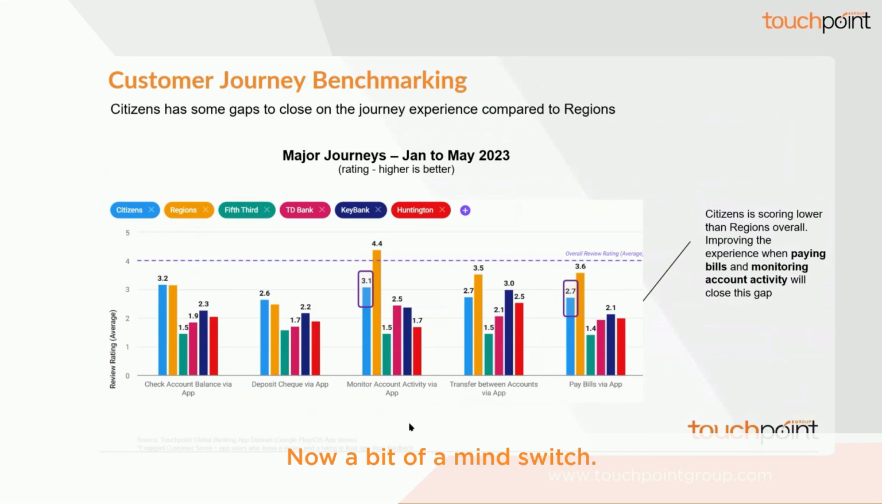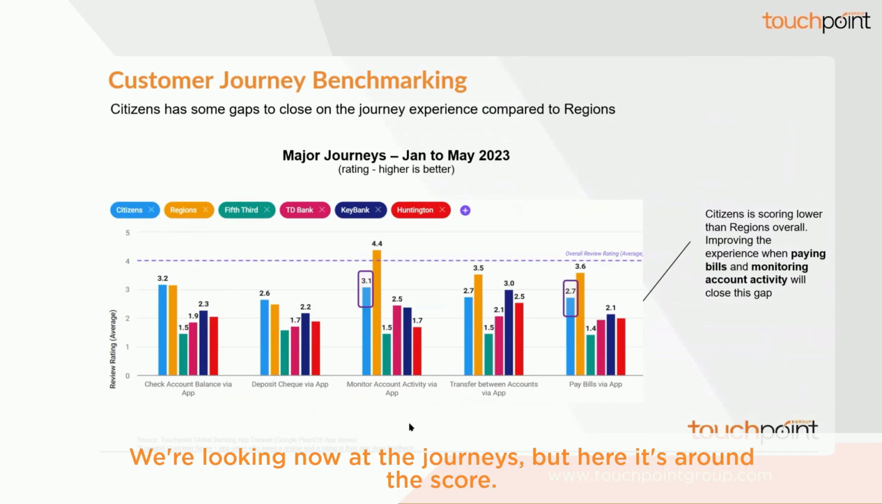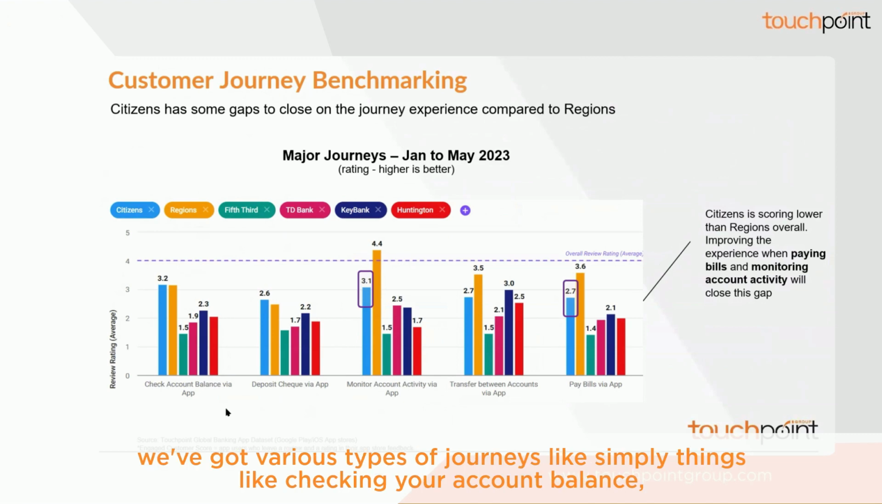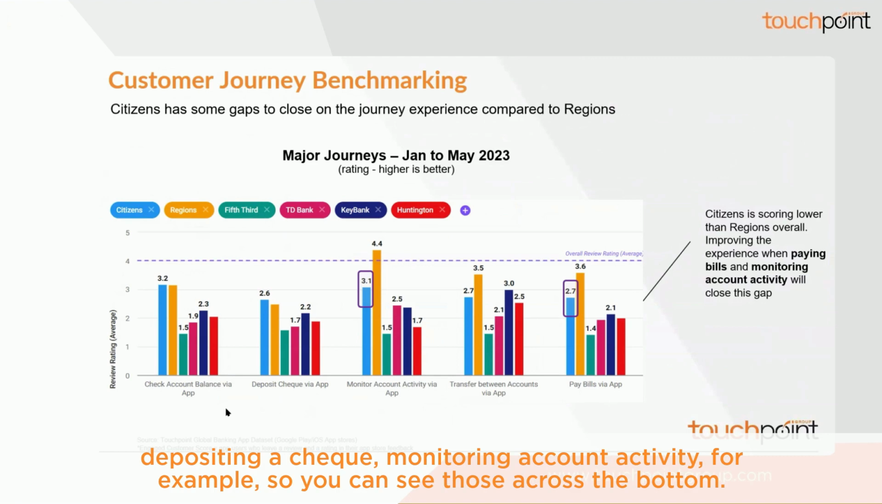Now, a bit of a mind switch. We're looking now at the journeys, but here it's around the score. So we want to have the score as high as possible. When customers talk about these particular journeys, we want to see that score as high as possible. Across the bottom, we've got various types of journeys, like checking your account balance, depositing a check, monitoring account activity, for example. You can see those across the bottom.